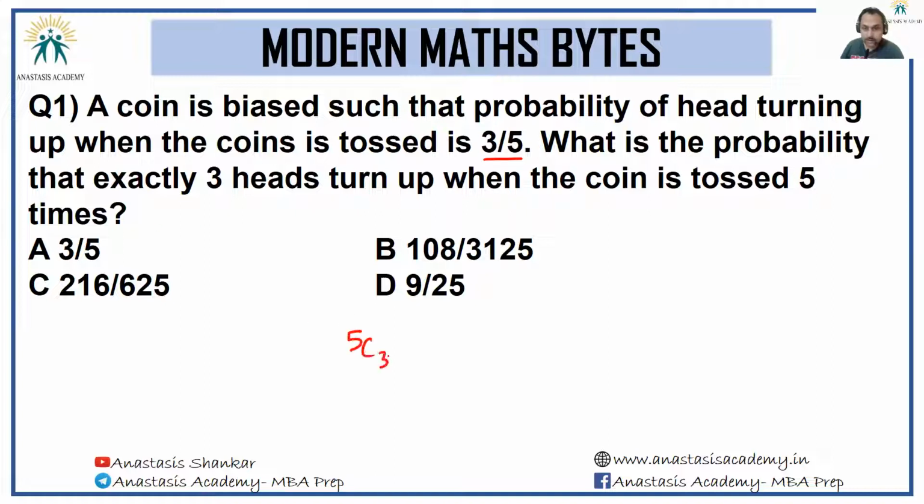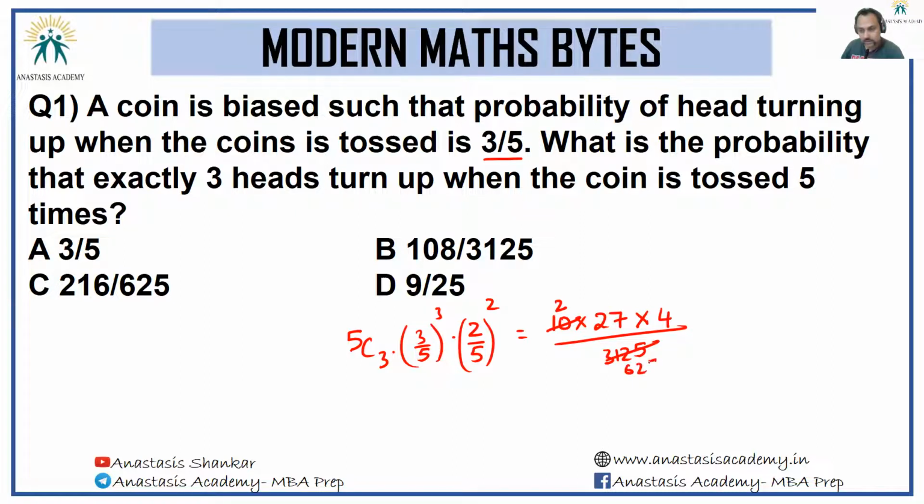This is given by 5C3 into (3 by 5) cube into (2 by 5) square, which turns into 10 into 27 into 4 by 3125. Cancel 2, cancel 625, gives me 216 by 625. Answer should be option C.